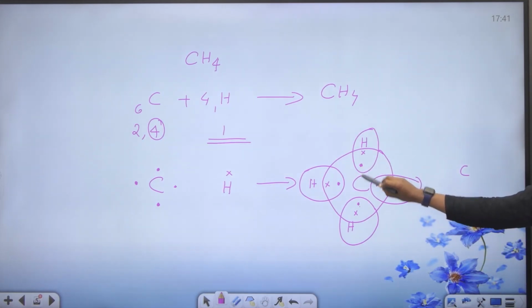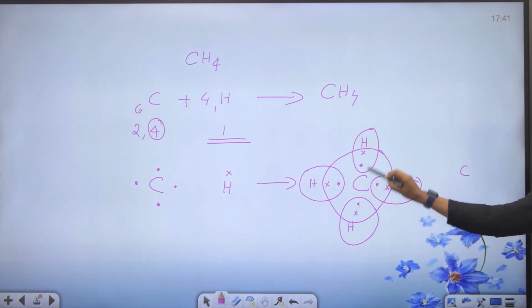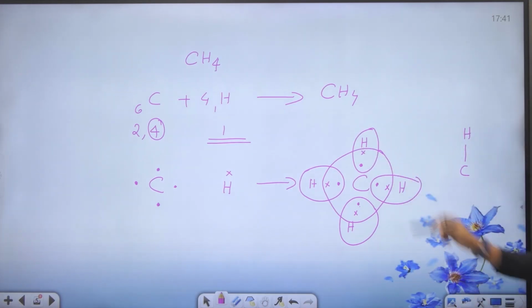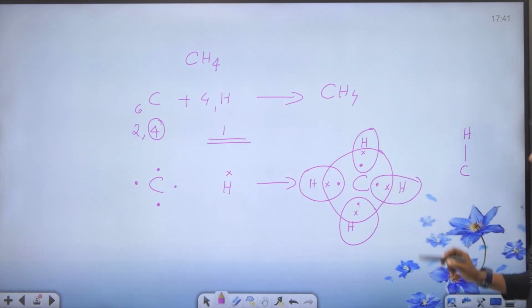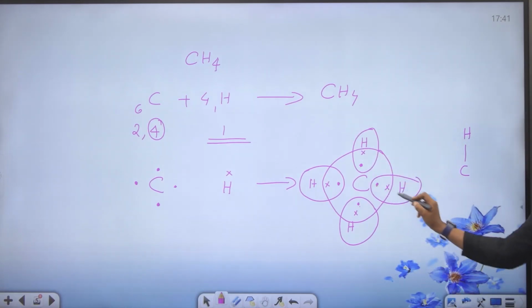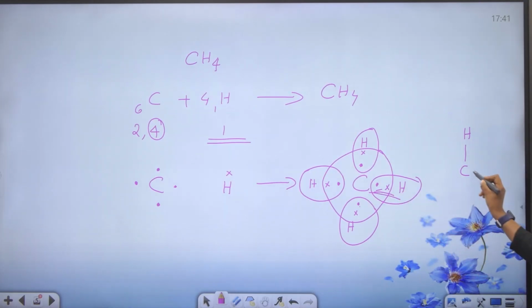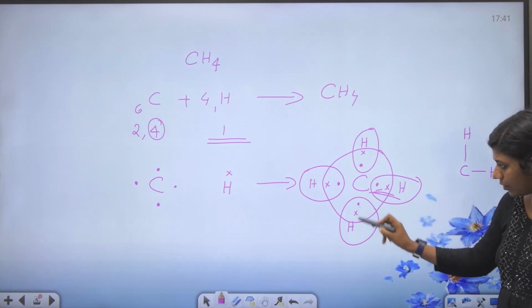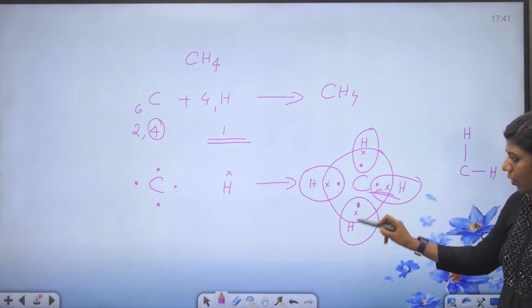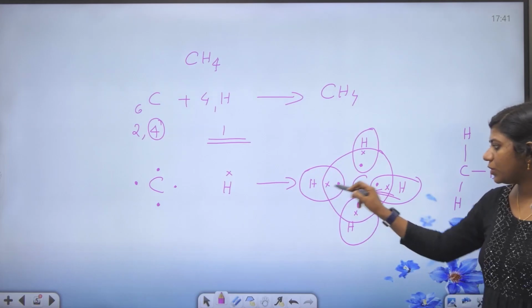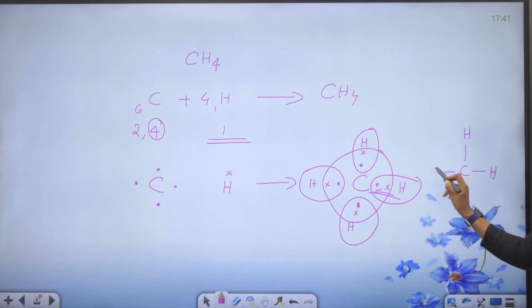In this bond, it shares only 1 pair of electrons. That means this carbon-hydrogen bond is a single bond, because it shares only 1 pair of electrons, 1 electron from carbon and 1 electron from hydrogen. Here also it shares only one pair of electrons, so this bond is also a single bond. And this one also shares a pair of electrons, so it is a single bond. And here also, a pair of electrons, a single bond.